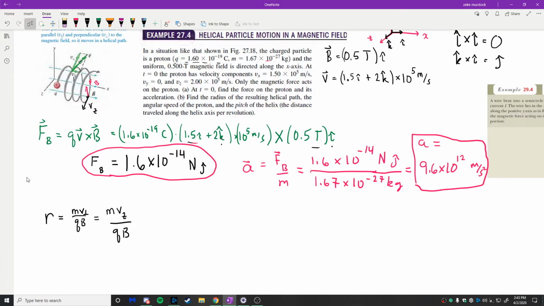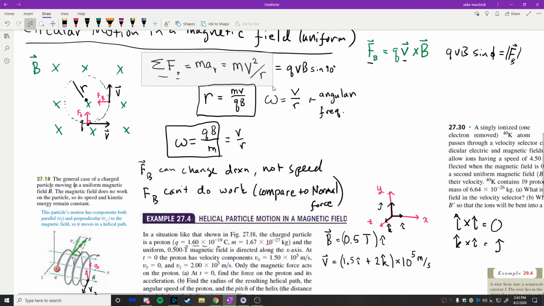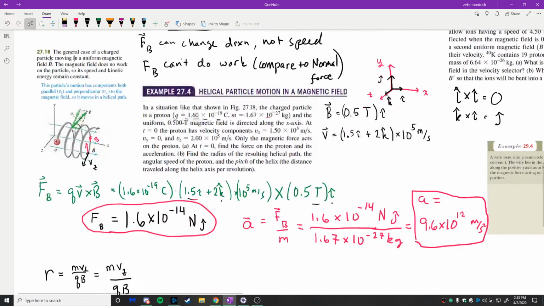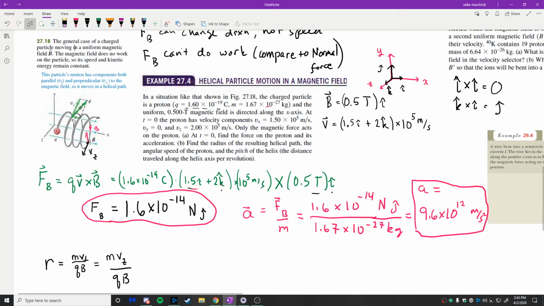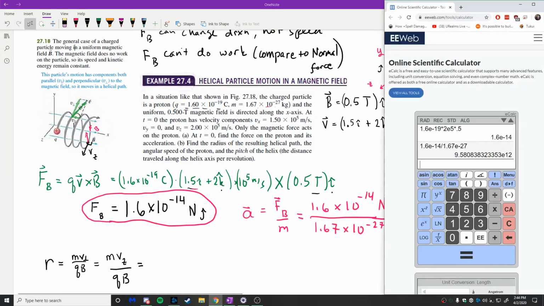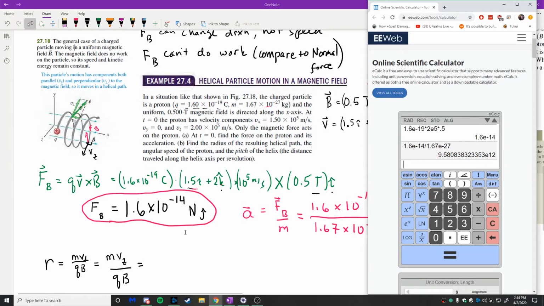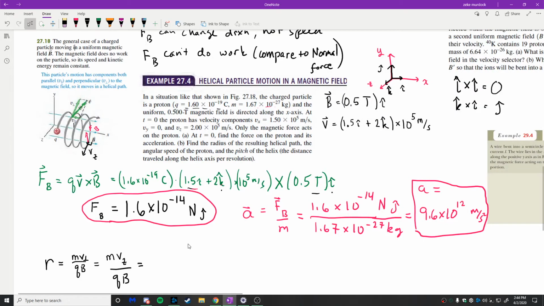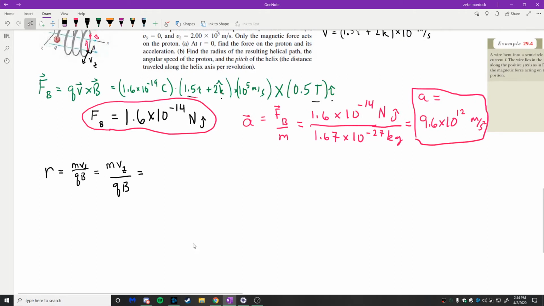Because after all, this radius came from using Newton's second law, right? It was the radial component of the acceleration, which is coming from the velocity component that is perpendicular to the field, the z component down here. Right? This component is perpendicular to the field. All right. So, given that that's the case, we can solve this now. Does that all make sense to you guys? Does anyone have any questions? No? Okay.